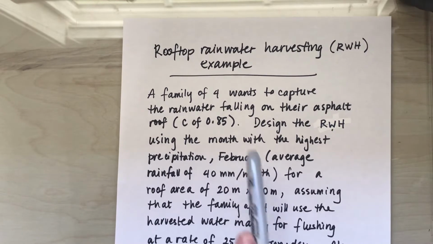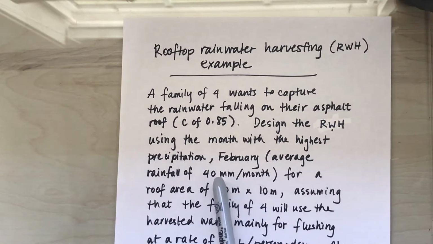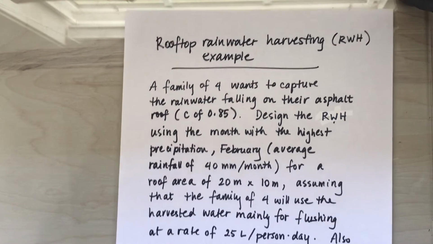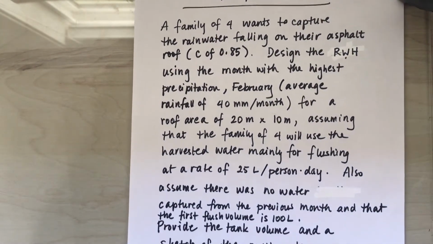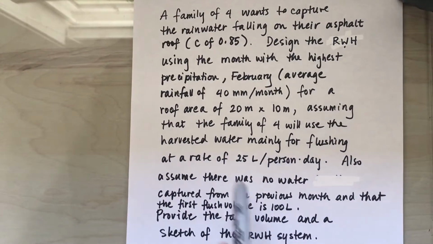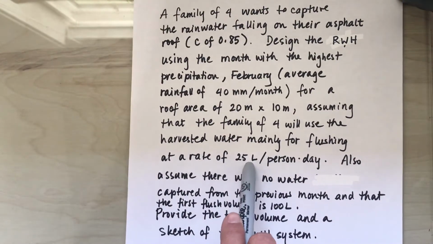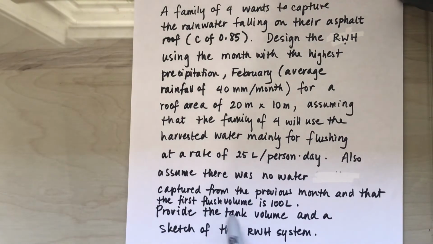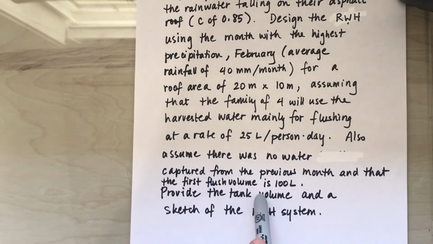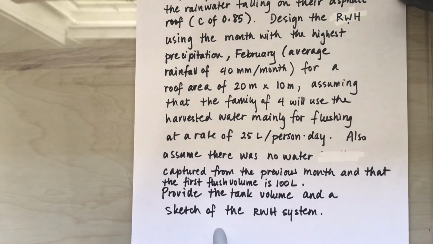In this case, it's February, which has an average rainfall of 40 millimeters per month. For a roof area of 20 meters by 10 meters, assume that the family of 4 will use the harvested water mainly for flushing in their home, and the demand for the water is going to be at a rate of 25 liters used for flushing per person per day. Also assume there's no water captured from the previous month and that the first flush volume is 100 liters. Provide the tank volume and a sketch of the rainwater harvesting system.